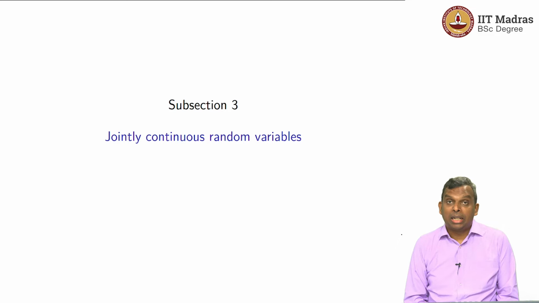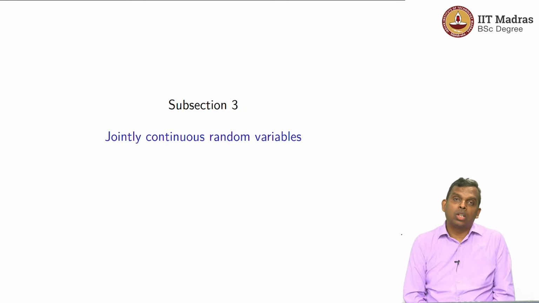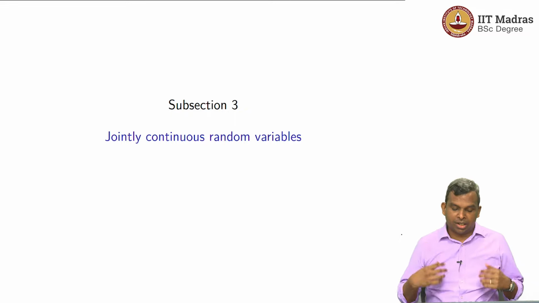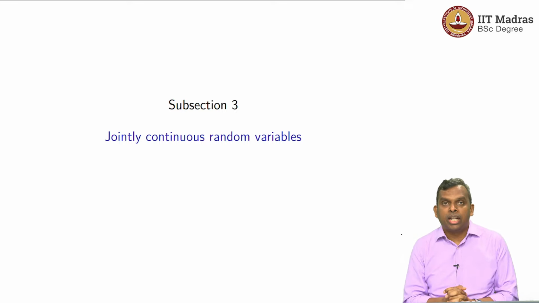Hello and welcome to this lecture. We are now going to talk about a very interesting model where you use two continuous random variables, or multiple continuous random variables, and think of them as being jointly distributed and jointly continuous. Okay, so this is a very important model.